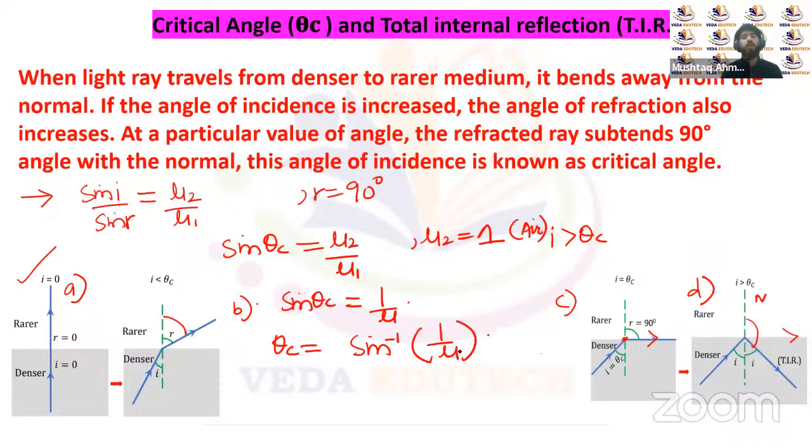The critical angle is the angle beyond which, if we further increase the angle of incidence, total internal reflection takes place. So the ray of light will be totally reflected back into the same medium. That's what we call TIR.